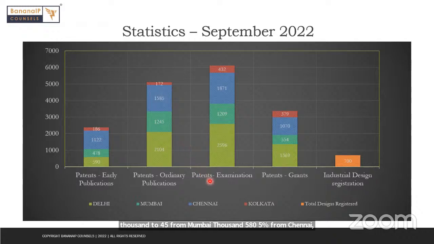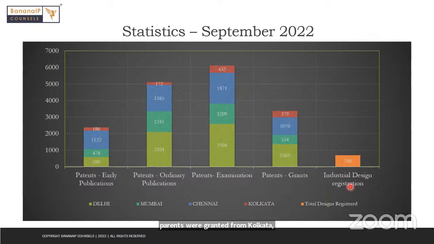With respect to examinations of patents, a total of 6,108 FERs were issued, out of which 2,596 FERs were issued from Delhi, 1,209 from Mumbai, 1,871 from Chennai, and 432 FERs were issued from Kolkata jurisdiction. Last month, 3,372 patents were granted, out of which 1,369 patents were granted from Delhi jurisdiction, 554 from Mumbai, 1,070 from Chennai, and 379 patents were granted from Kolkata jurisdictions.